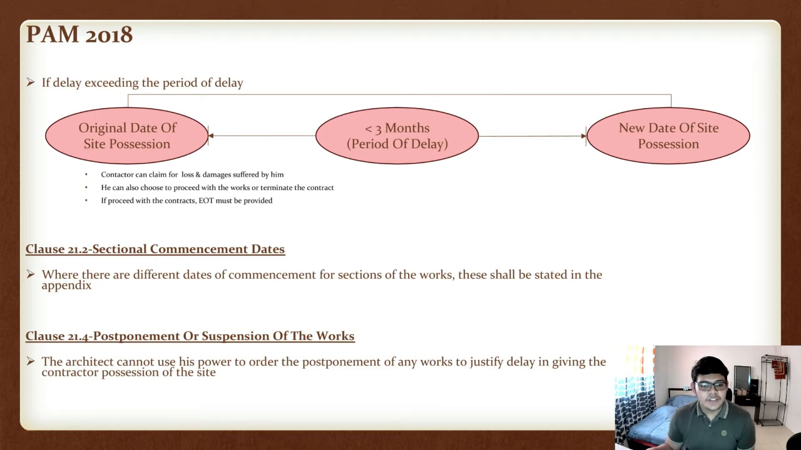Next, clause 21.4 postponement or suspension of the work. It says that the architect cannot use his power to order the postponement of any work to justify delay in giving the contractor possession of the site. The meaning of this clause is that the architect cannot order the contractor to postpone any of his work just to justify delay in giving possession of the site to the contractor.